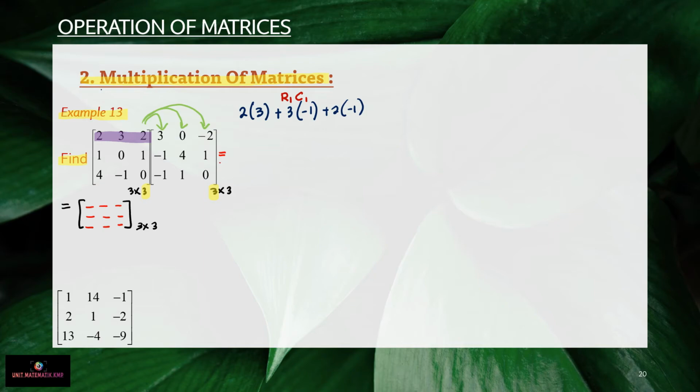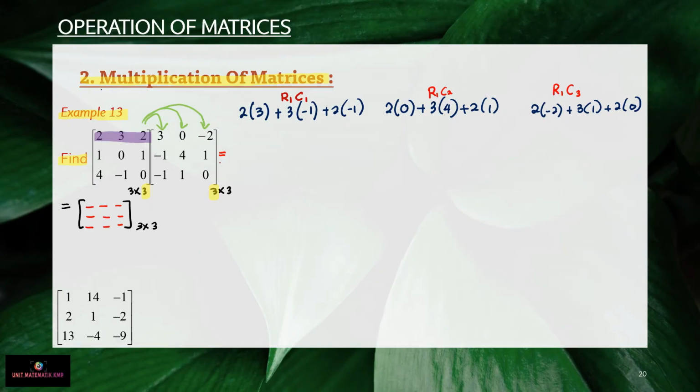As we complete our column 1, let's continue with column 2, still row 1. So row 1, column 2: 2 with 0, 3 with 4, 2 with 1. And this is our R1C2. The next one is R1C3. You have 2 with negative 2, 3 with 1, 2 with 0.